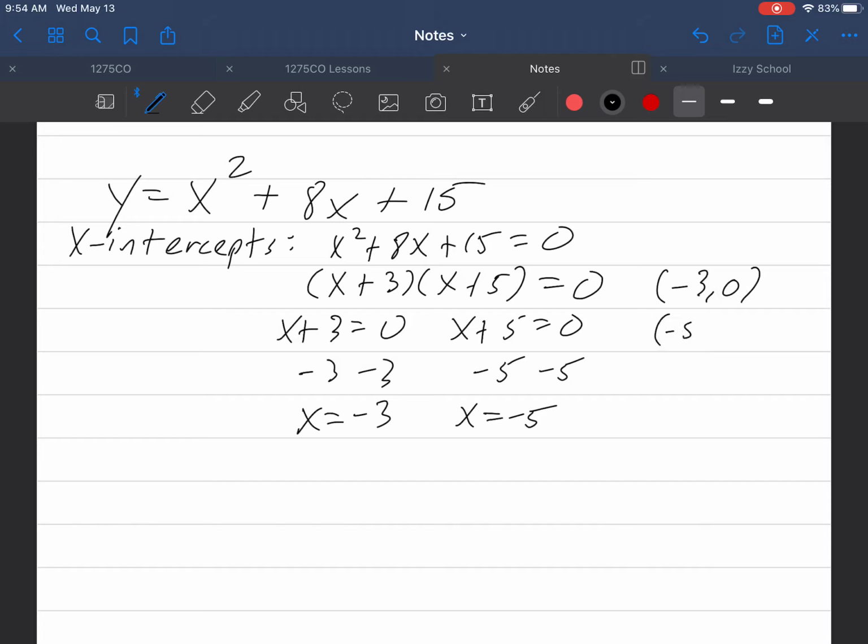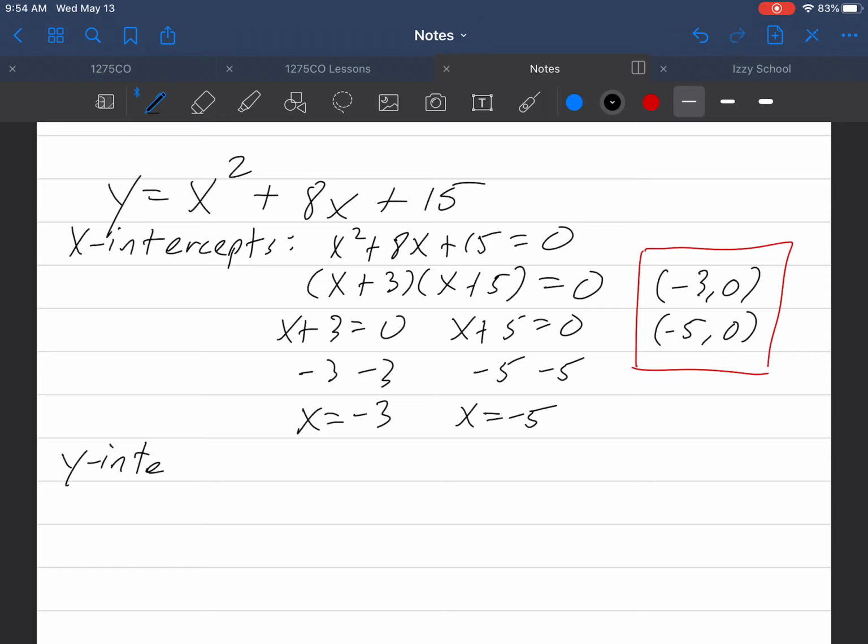is an ordered pair, right? Two separate ordered pairs, not one ordered pair of negative 3, negative 5. Right, two separate ordered pairs: negative 3, 0 and negative 5, 0. An x-intercept is always going to have 0 as the y-coordinate. So let's find the y-intercept of this graph.